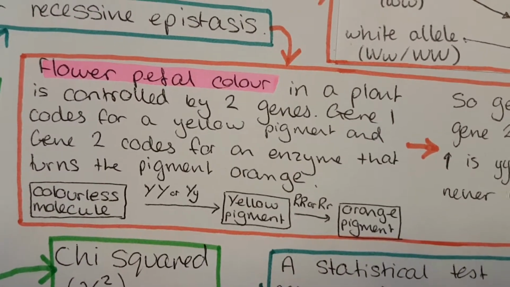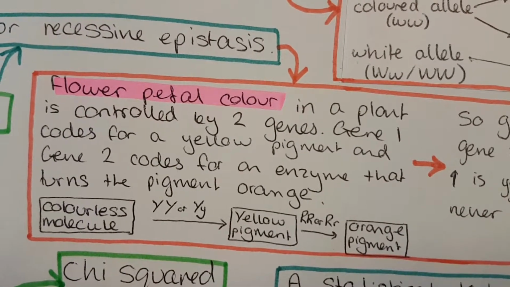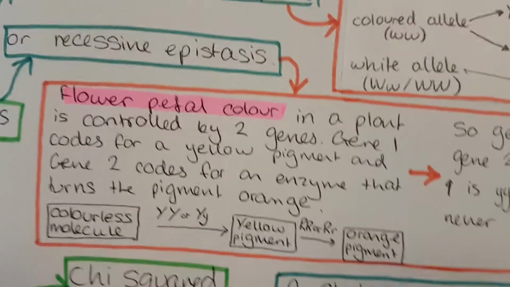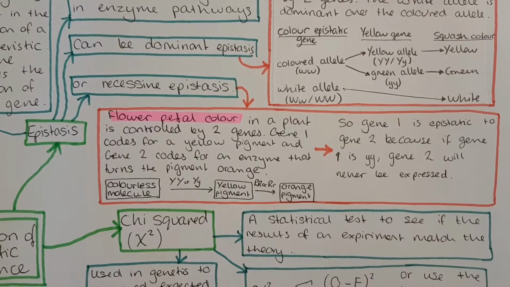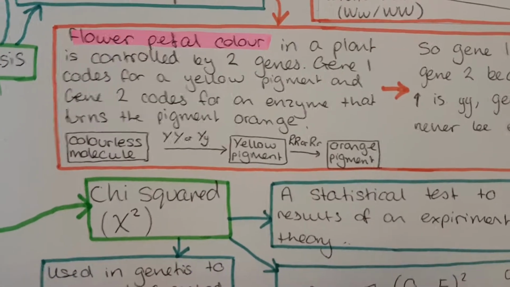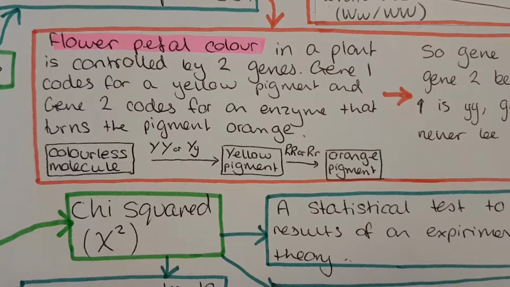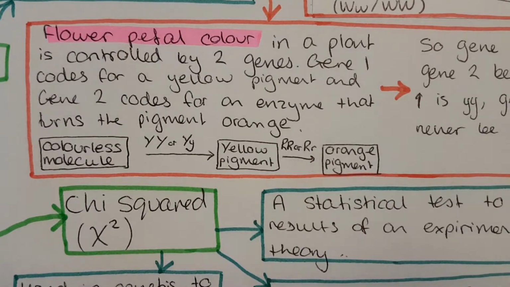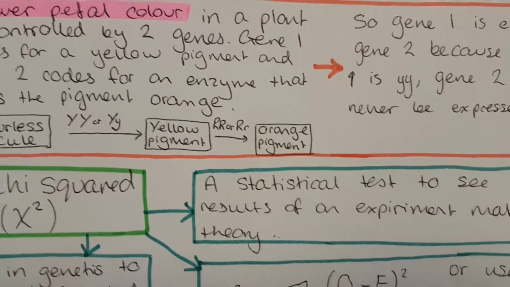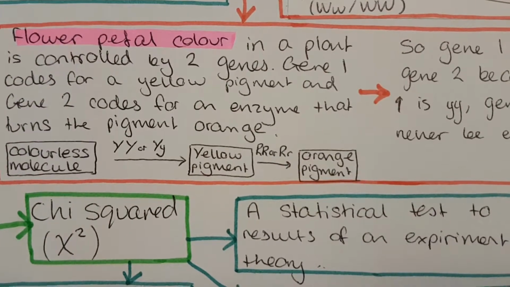This is another example of colour, which is just a bit more obvious to look at, I suppose. So this is flower petal colour. Gene 1 codes for a yellow pigment, and gene 2 codes for an enzyme that turns the pigment orange. Right, so if you have, let's go down here, colourless molecule, so if you inherit the big Y, or big Y, little y, then the yellow pigment can work and either be yellow or orange. But if you inherit little y, the yellow pigment and orange pigment cannot be expressed.